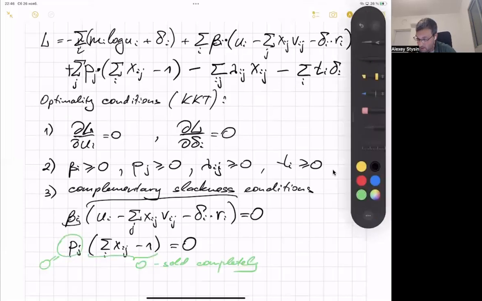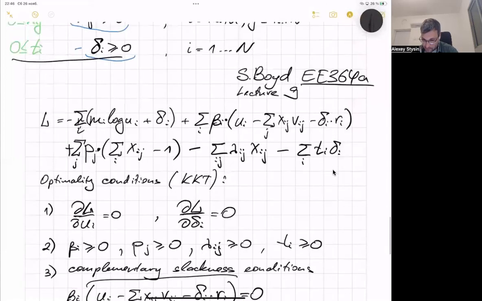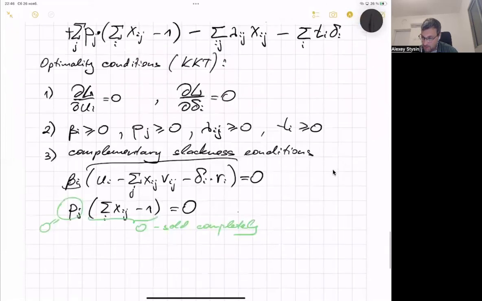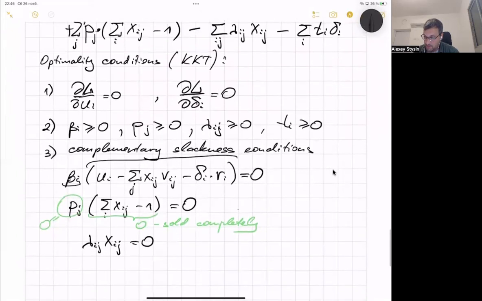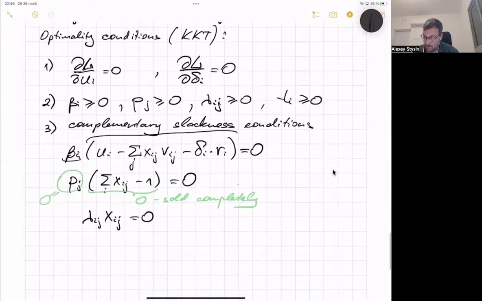Let's continue with complementary slackness conditions. The next one is saying that lambda ij times xij equals to 0. This will be very useful. And finally, we have ti times delta I equals to 0.